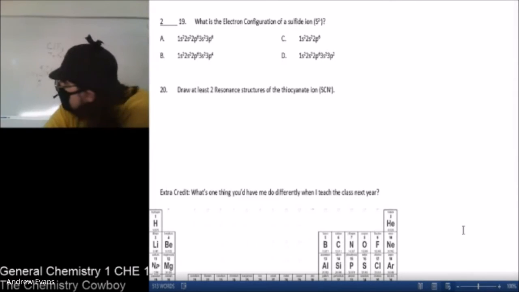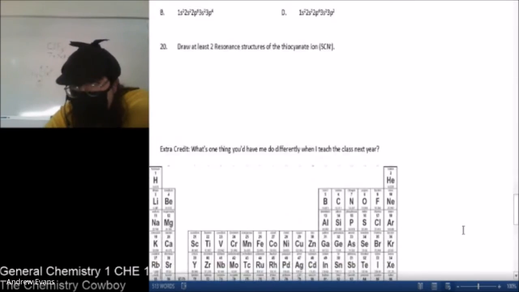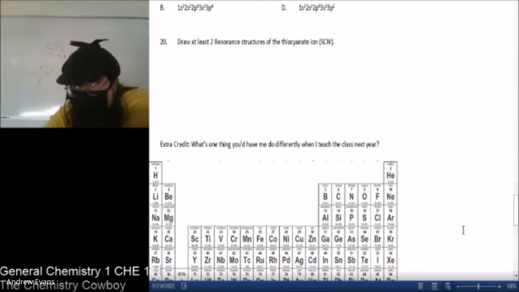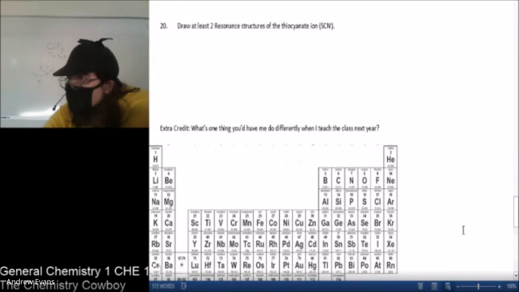I'm going to skip this one, but SCN, the C is in the center. You have S on one side, N on the other. You could have a single bond between S and C, a triple bond between C and N. You could have a double bond between S and C, a double bond between C and N, and a triple bond between S and C, and a single bond between C and N. Those are all resonance structures. You keep the sigma bonds, you move the pi bonds around.